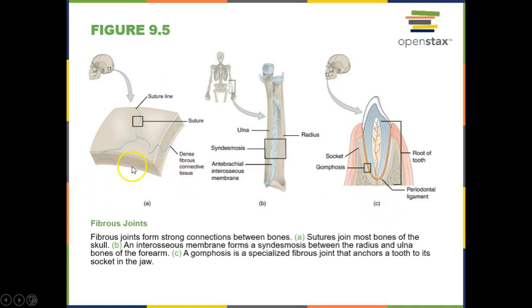Over here we have the suture, which we talked about already, again a synarthrosis. And then this is a syndesmosis. This is between the ulna and radius here, but we also have one between the tibia and the fibula. This is actually the ulna and the radius. It's this joint between those two, this fibrous tissue, that's called a syndesmosis, a slight movement between these two bones, so you can move them just a little bit.